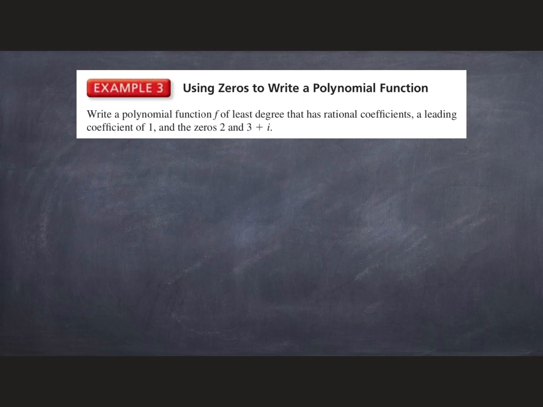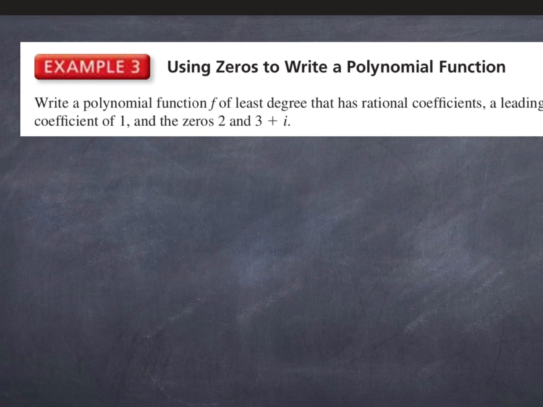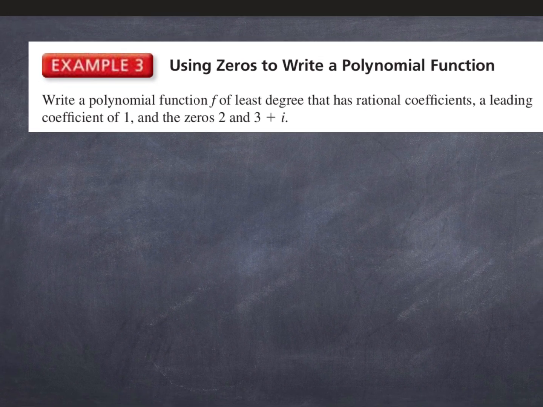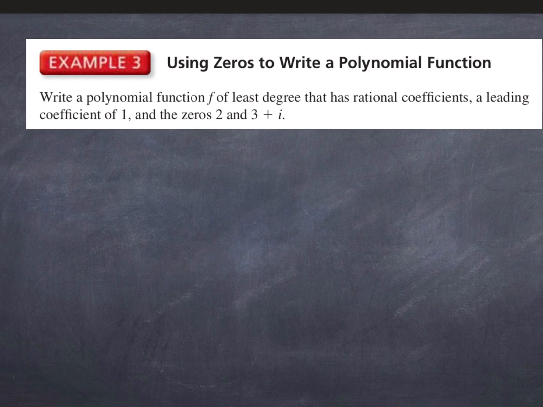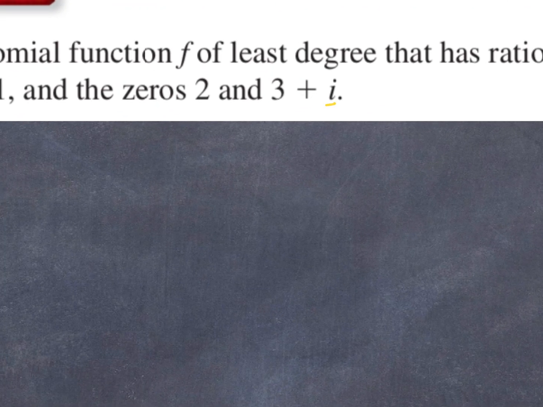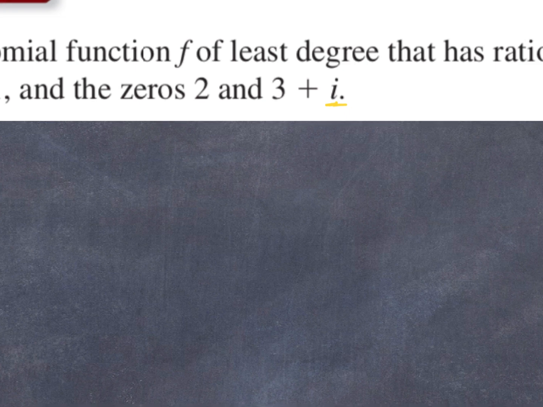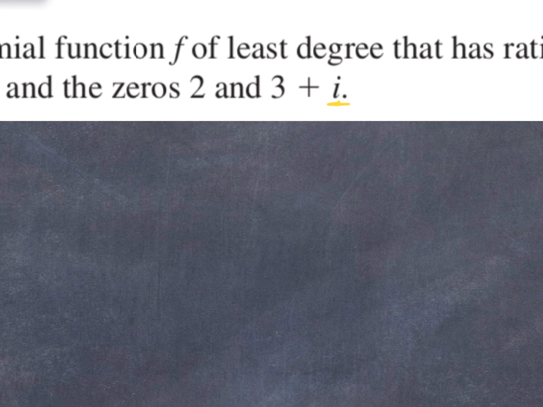All right, let's look at example 3. We want to write a polynomial function of least degree that has rational coefficients, a leading coefficient of 1, and the zeros 2 and 3 plus i. So we have an i, so we know that we need its complex conjugate. What would the conjugate of that be? So it's 3 plus i. What's the conjugate of that? 3 minus i.